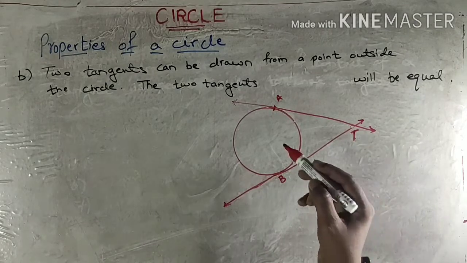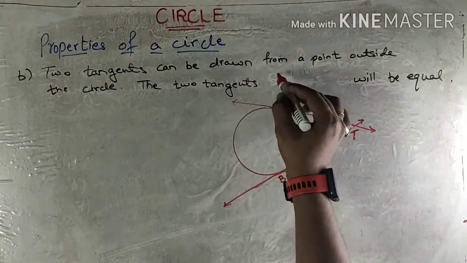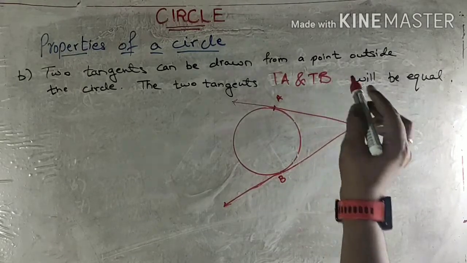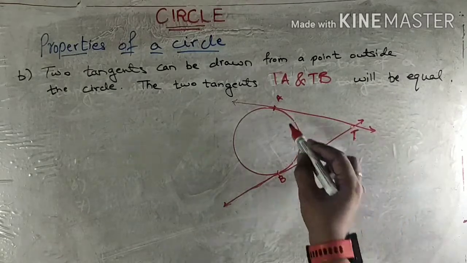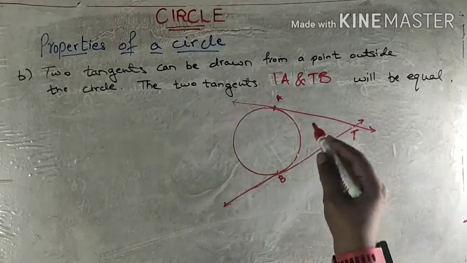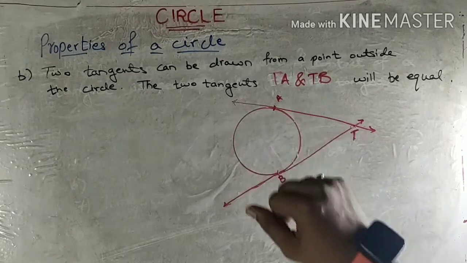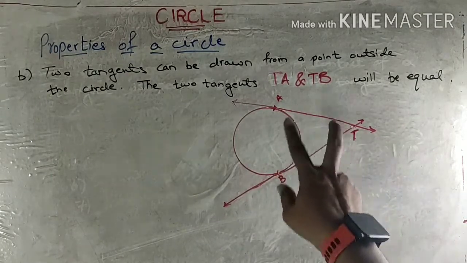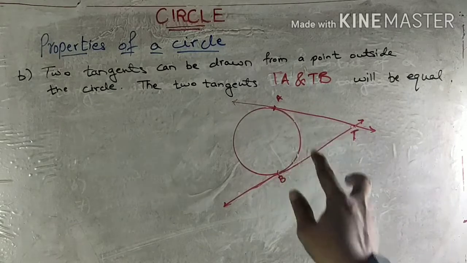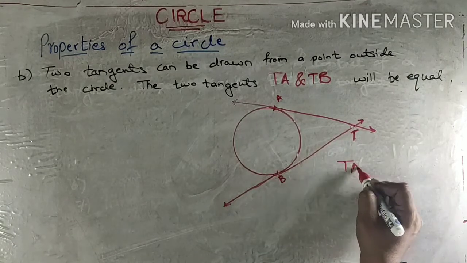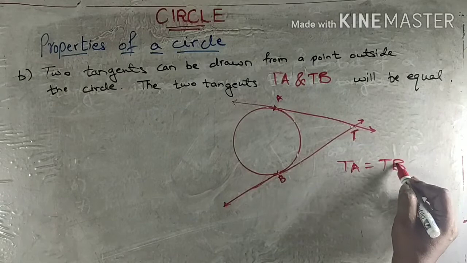And if I label these tangents as TA and TB, the length of TA and the length of TB will be equal. So this is the second property, that two tangents can be drawn from this point to the same circle and the length of the tangents from that point to the point of contact of the circle will be equal. So if I want to write, I'll be writing it as TA is equal to TB.